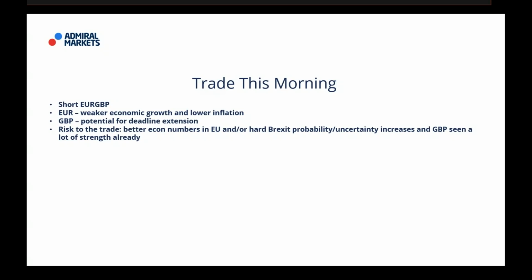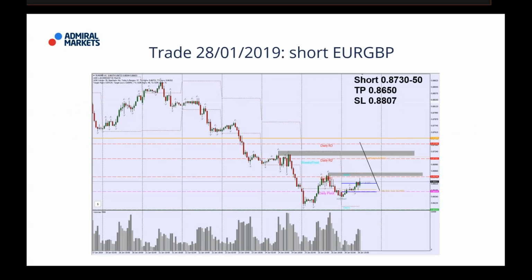So the risk to the trade is better economic numbers in the EU. Yeah, that's as likely as pigs flying through space. That's not going to happen. And/or hard Brexit probability uncertainty increases, and then the pound has seen a lot of strength already. So I said that. So let's look at the chart real quick. This is a swing trading trade where I'm looking to short the 87.5 area, 400 pips, with a stop loss slightly above that. I wouldn't take these numbers exactly like that, but they're a very good indication of where a decision point lies in the market.